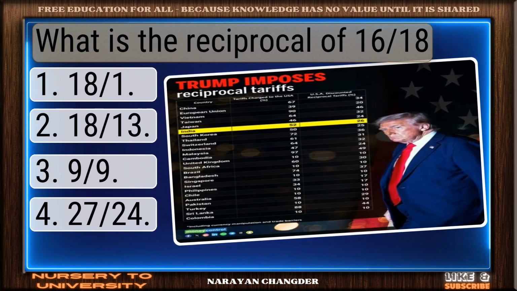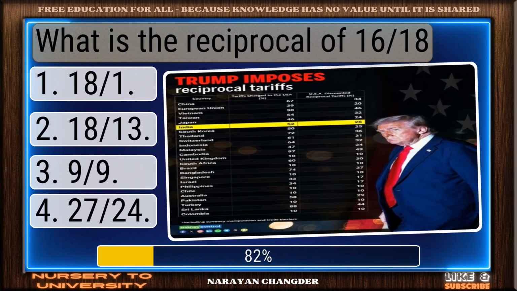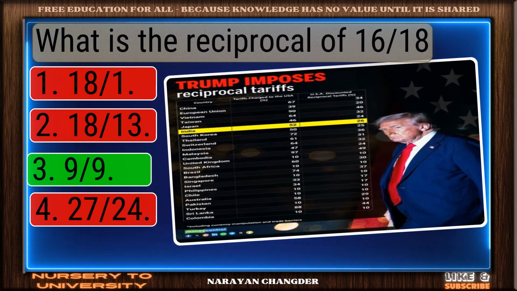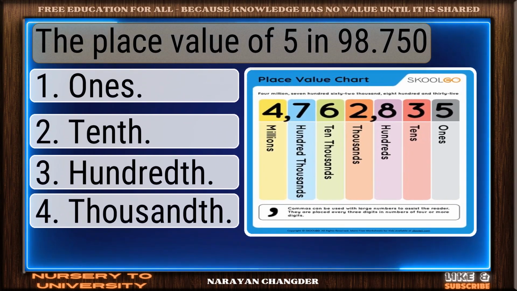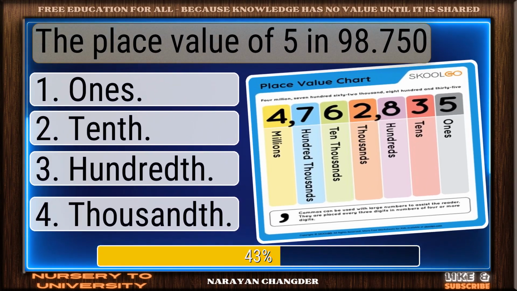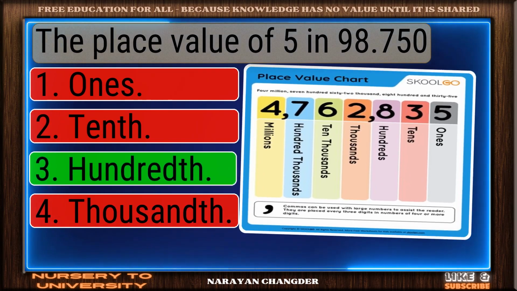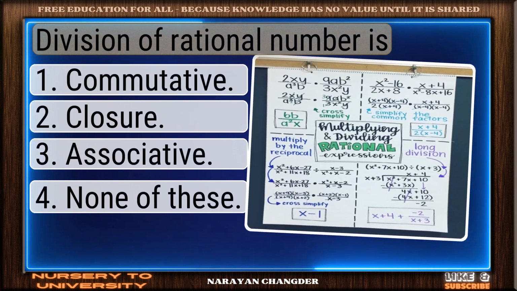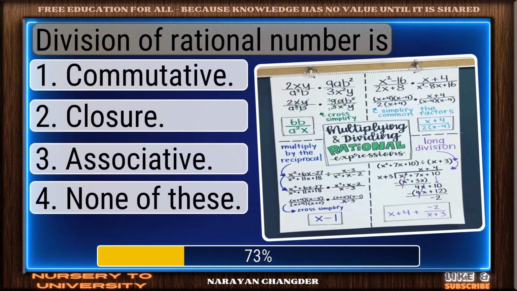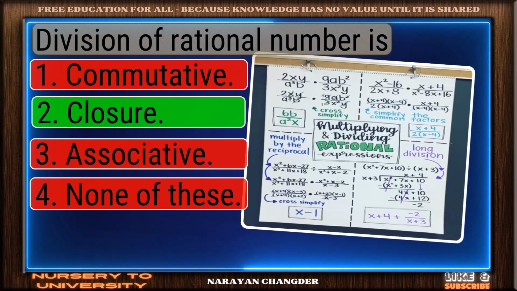Question number 124. What is the reciprocal of 16/18? Right again, 9/8 is a valid answer. Question number 125. The place value of 5 in 98.750. You chose hundredth, and it is correct. Question number 126. Division of rational number is? Good thinking. Closure is the right answer.